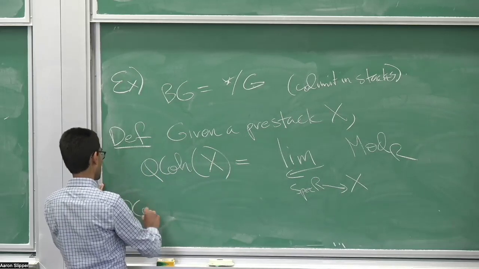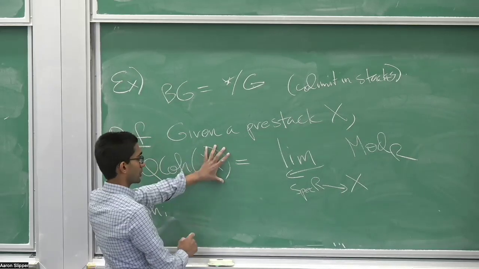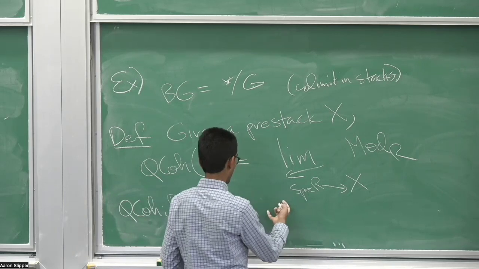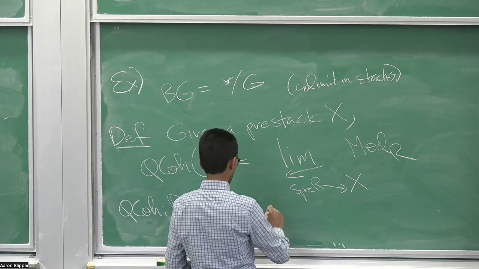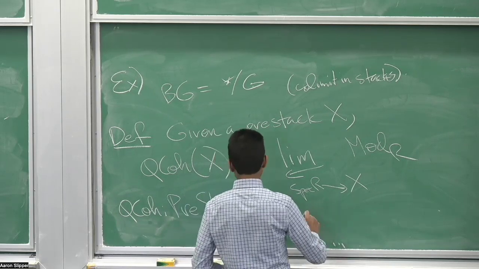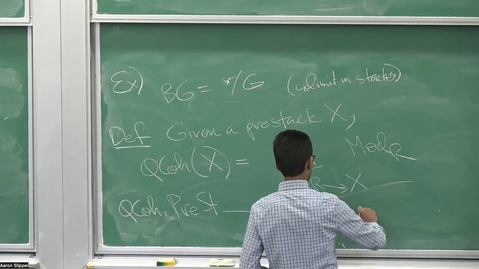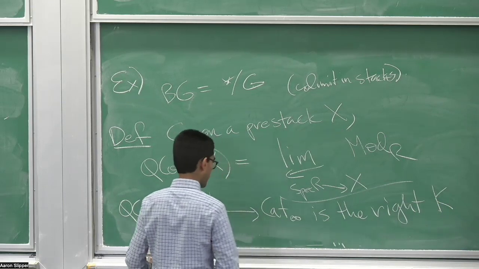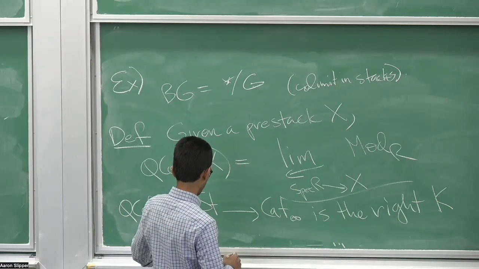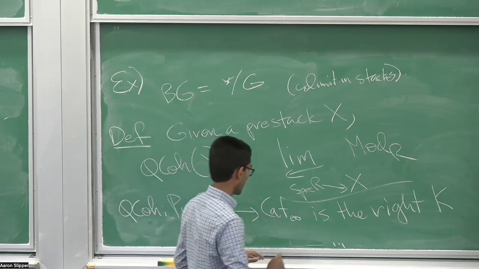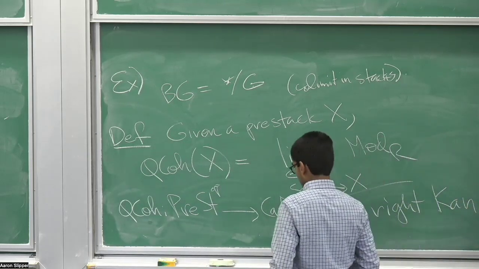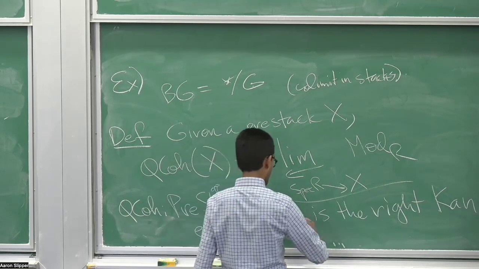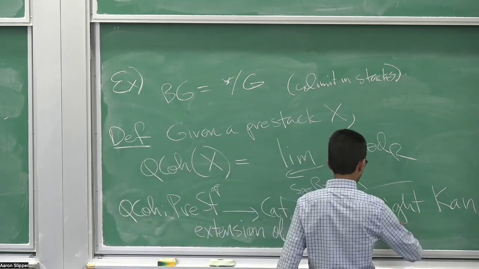So in other words, QCoh is a functor from prestacks to categories, let's say presentably symmetric monoidal categories. I said it a little bit informally, but explicitly, it's the right Kan extension of the functor that sends an animated ring R to modules over R.